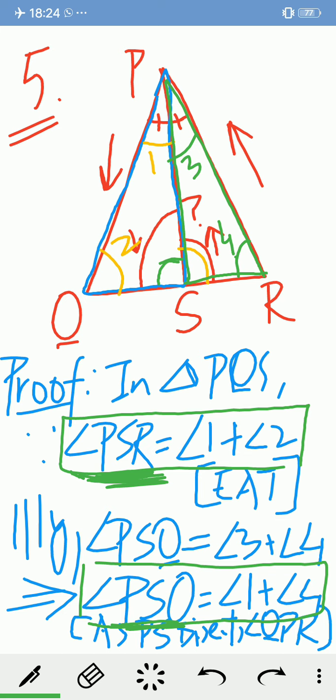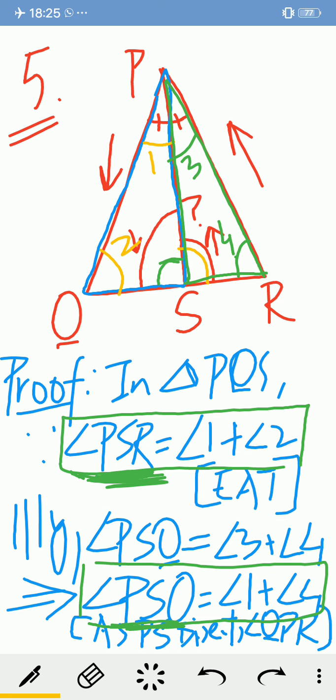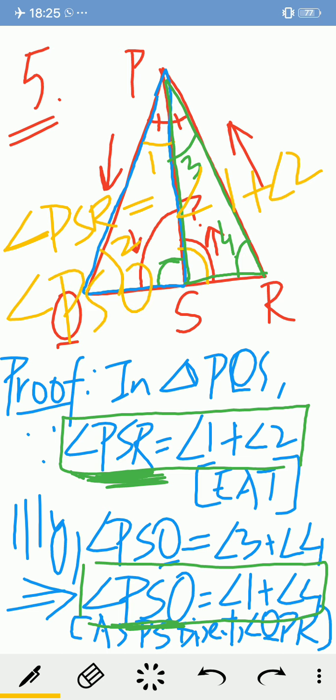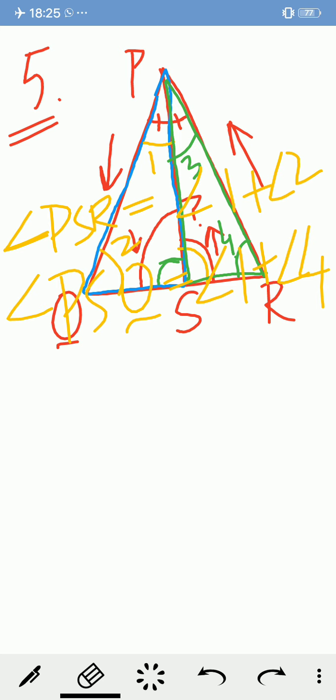Now make a note. Let me rub this out. Remember this. I will write it here. Angle PSR is equal to angle 1 plus angle 2, and angle PSQ is equal to angle 1 plus angle 4. Now let me rub this. Now pay attention.